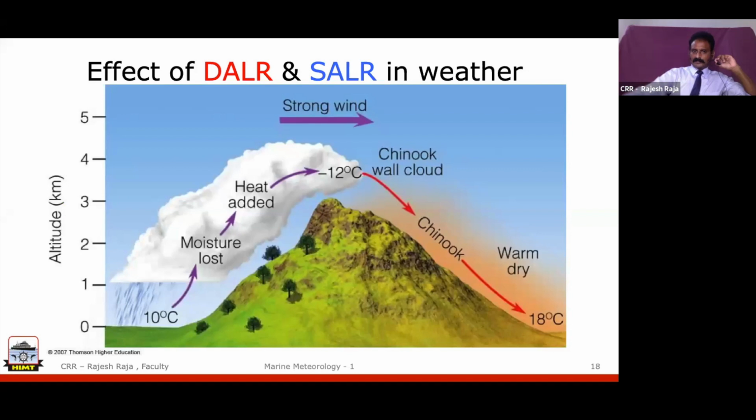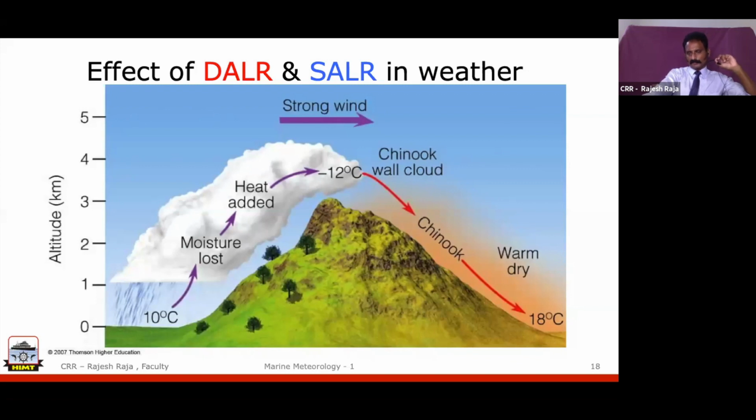Now, this picture, please don't go by the figures of this centigrade. I will talk about this in next one or two slides. Just look at the picture. The wind is blowing from the left-hand side of the screen. It is taking warm, moist air up the slope. So you can see a lot of cloud formation, precipitation on the left-hand side of the mountain. Then on the right-hand side, you can see that wind's color also has changed from purple to red. And you can see it is dry and hot.